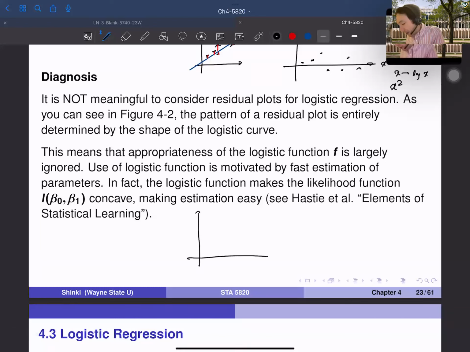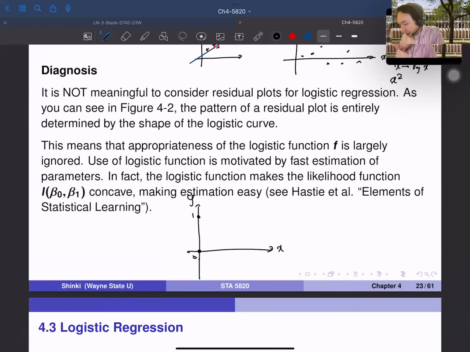So in logistic regression, we have X, and Y values are all 0 and 1. And what happens? All observations are on this line or this line. So just the densities are different, but basically all points are on y equal to 1 or y equal to 0. Then we fit the curve, and we see these residuals. And you can see that this residual just replicates the logistic curve.